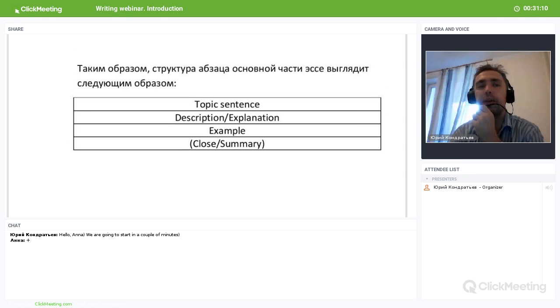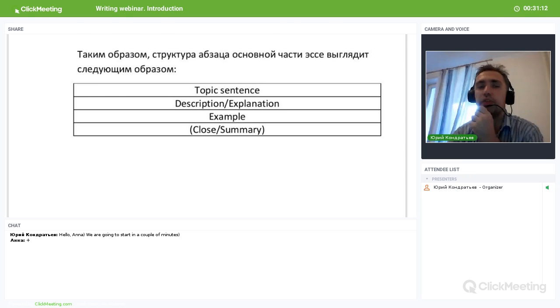So once again, the main body paragraph: a topic sentence, description or explanation, example, close, summary, mini conclusion. So that's what the main body paragraph looks like.